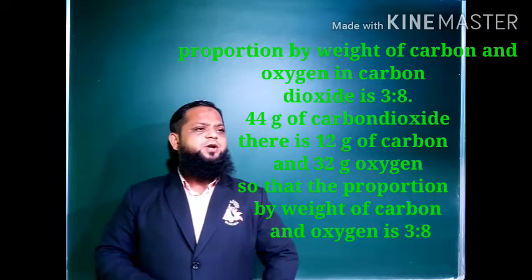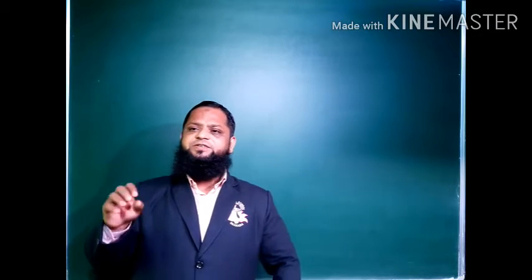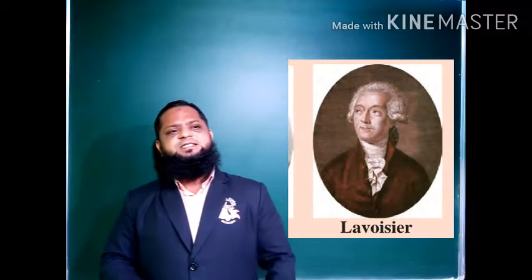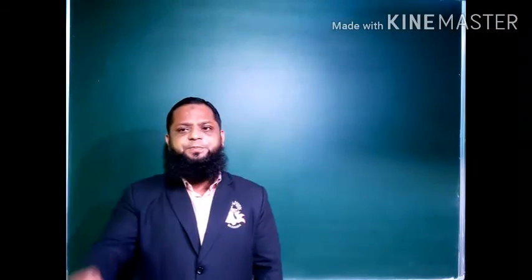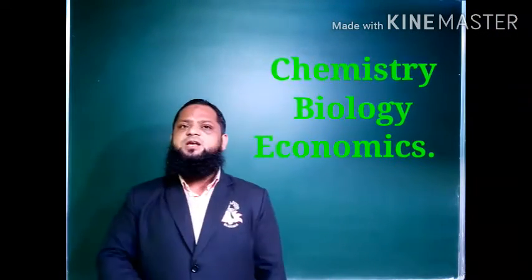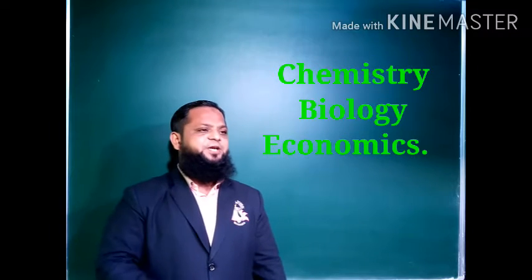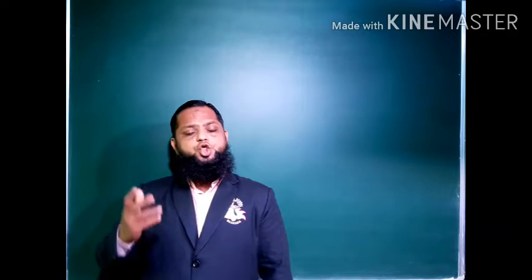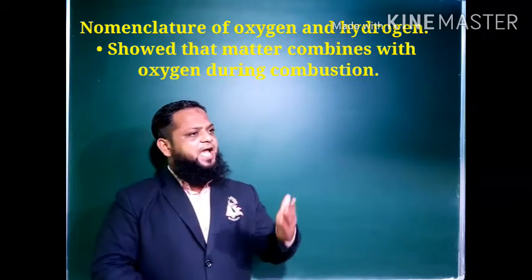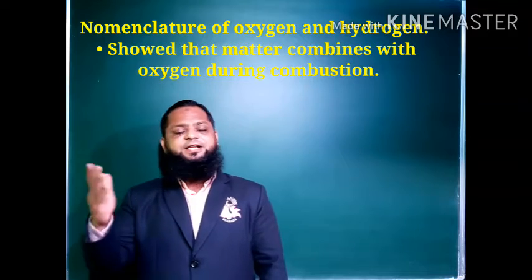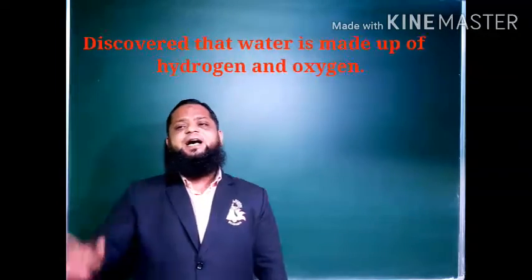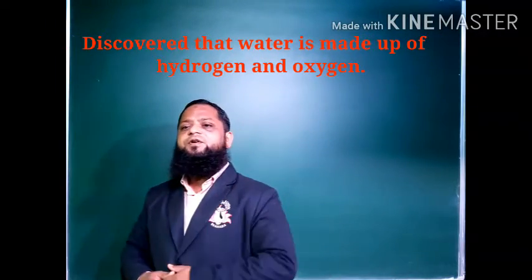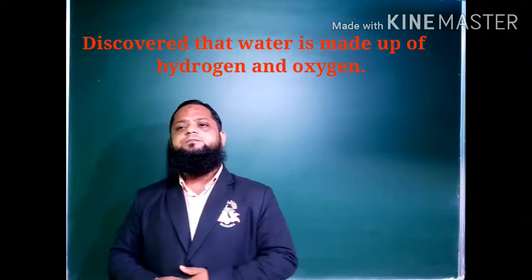Now let's see a little bit of introduction to the scientist Antoine Lavoisier. Antoine Lavoisier is said to be the father of modern chemistry. He contributed in the fields of chemistry, biology and economics. He did the work of nomenclature of oxygen and hydrogen. He showed that matter combines with oxygen during combustion. He discovered that water is made up of hydrogen and oxygen, and there are many more contributions.